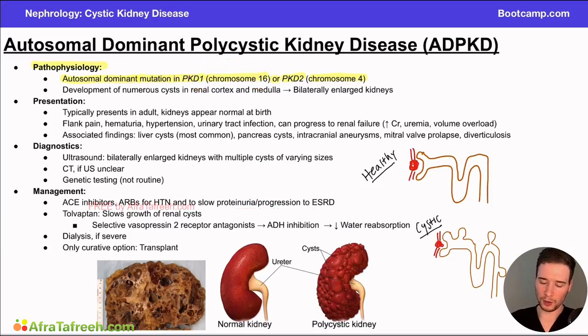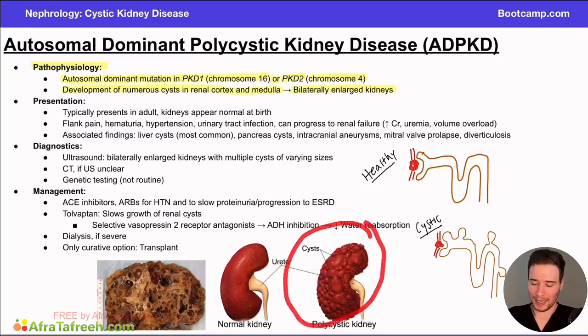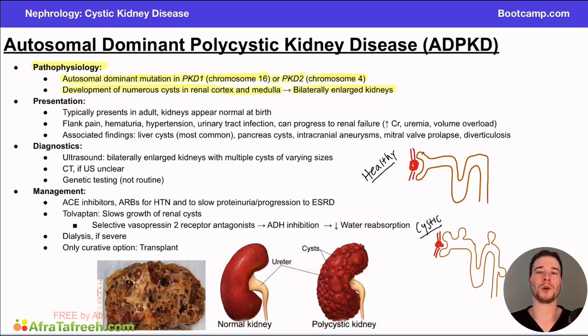Now, this is going to do what to the kidney? It's going to lead to a development of numerous cysts in the renal cortex and medulla, and we're going to get bilaterally enlarged kidneys. So instead of nice, smooth, small kidneys right here, we're going to get large cystic kidneys that we see over here. And I don't think it's super high yield for you to really understand the biochemical pathways here, but essentially these genetic mutations affect cilia-mediated signaling pathways in the kidney itself, which ultimately leads to cyst formation.